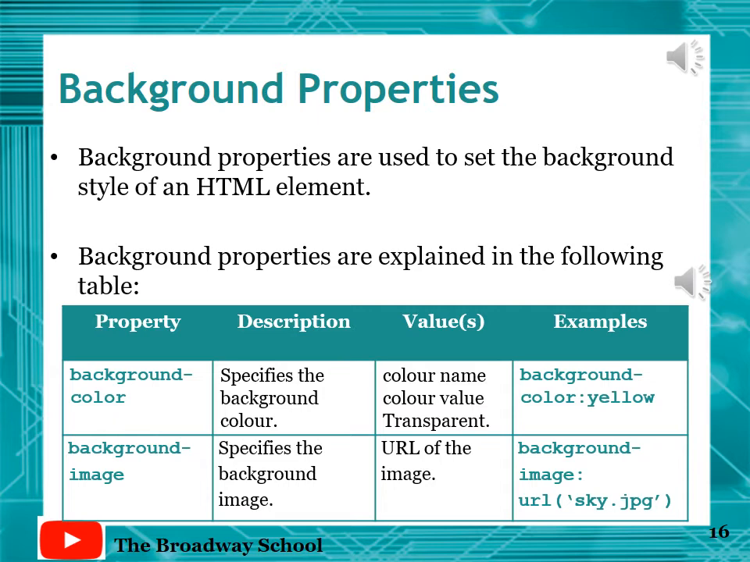Example, background-color colon yellow. You can write any color. Background image: specify the background image, URL of the image, uniform resource locator. Here you will give the address of the image. If the image is placed elsewhere on your computer, you have to write the whole address. Background-image colon URL sky.jpg. In this case, the image will be in the same folder where your website is.